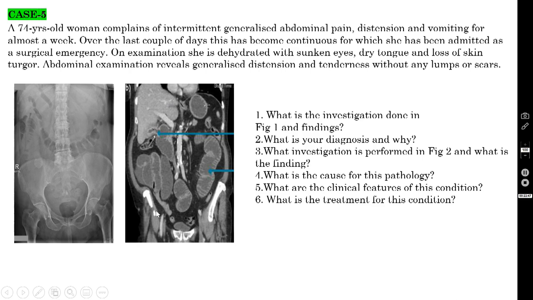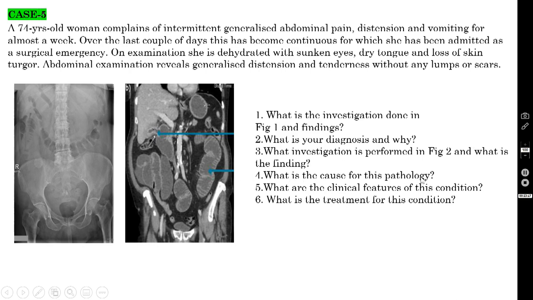And what is this investigation? Figure 2. This is a CT coronal view. You are seeing dilated small bowel loops here, but we are not seeing the radio-opaque shadow here in the right iliac fossa, but you are seeing a fistula itself, cholecystoduodenal fistula here. That is what you are seeing here. Investigation and what is the finding?